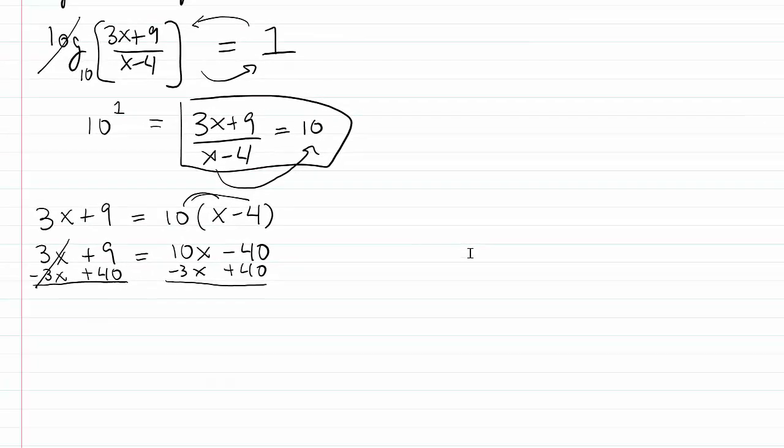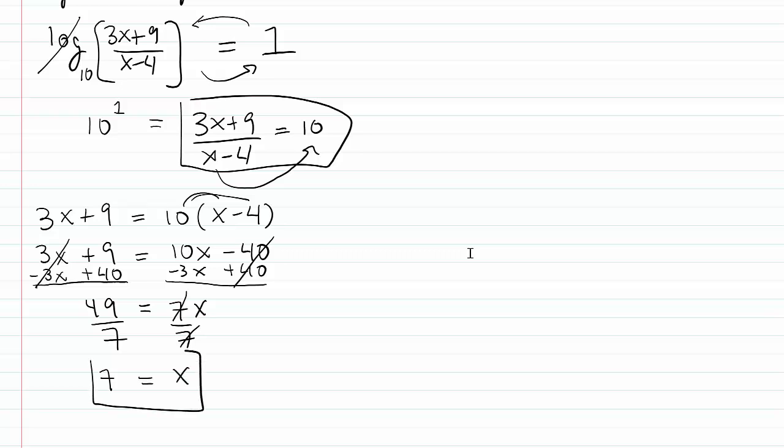So the x's cancel out. We end up with 49 here is equal to, the 40s cancel out on the right, and 10x minus 3x is 7x. And of course, you divide both sides by 7 to finish. And you end up with the idea that 7 is equal to x, because 49 divided by 7 is equal to 7. All right, you should always check your answer in the original equation to make sure that it works.